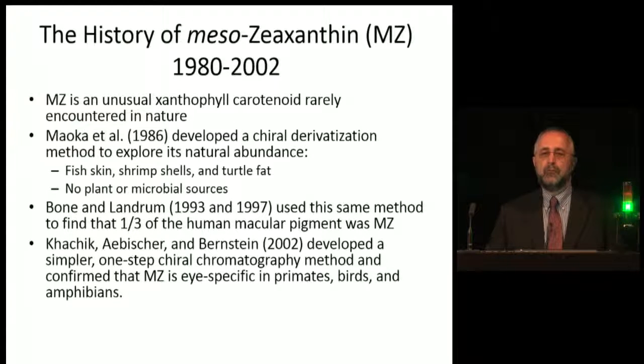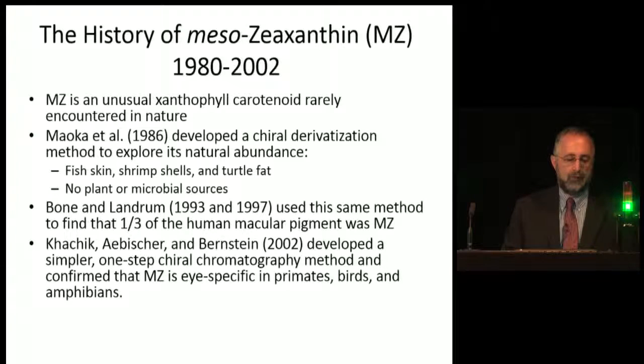But this type of analysis was very difficult, and thanks to the help of people at Roche, now DSM, Claude Aebischer had just developed a new single-pass method, without derivatization, of measuring mesozeaxanthin, separating it from zeaxanthin and from lutein. Using this method, Claude, Fred Khachik, and I confirmed that mesozeaxanthin is essentially, with some very minor exceptions, eye-specific in primates, birds, and amphibians.